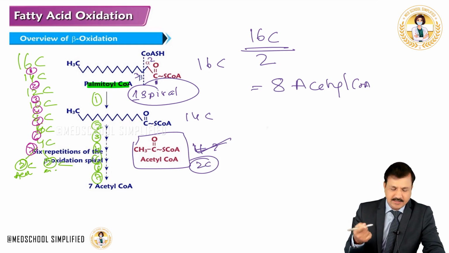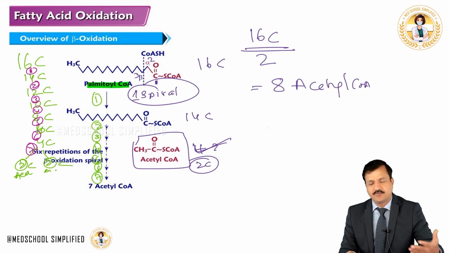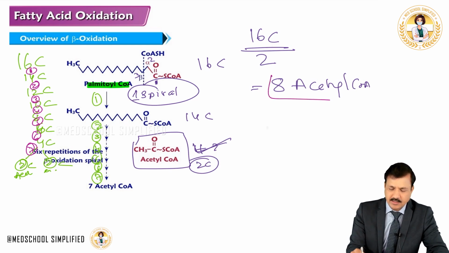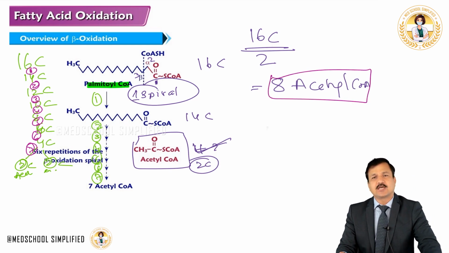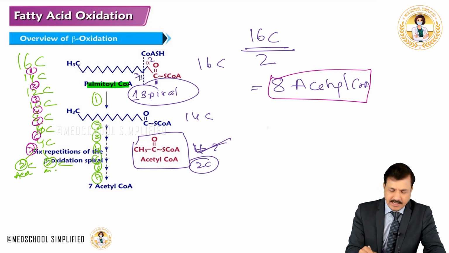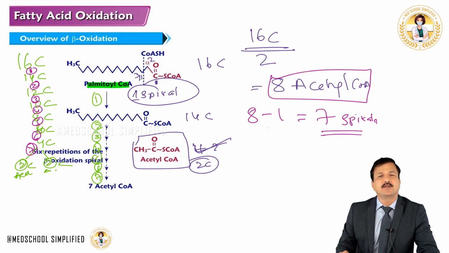And how do you find that? You can't always write it down as 1, 2, 3, 4. We can do it if we have sufficient time in the exam. But the easy way is, once you know there are 8 acetyl-CoA, all you need to do is subtract 1 from that 8. So 8 acetyl-CoA means 8 minus 1, you get 7, that means 7 spirals. So it takes 7 beta oxidation spirals to break a 16 carbon fatty acid.